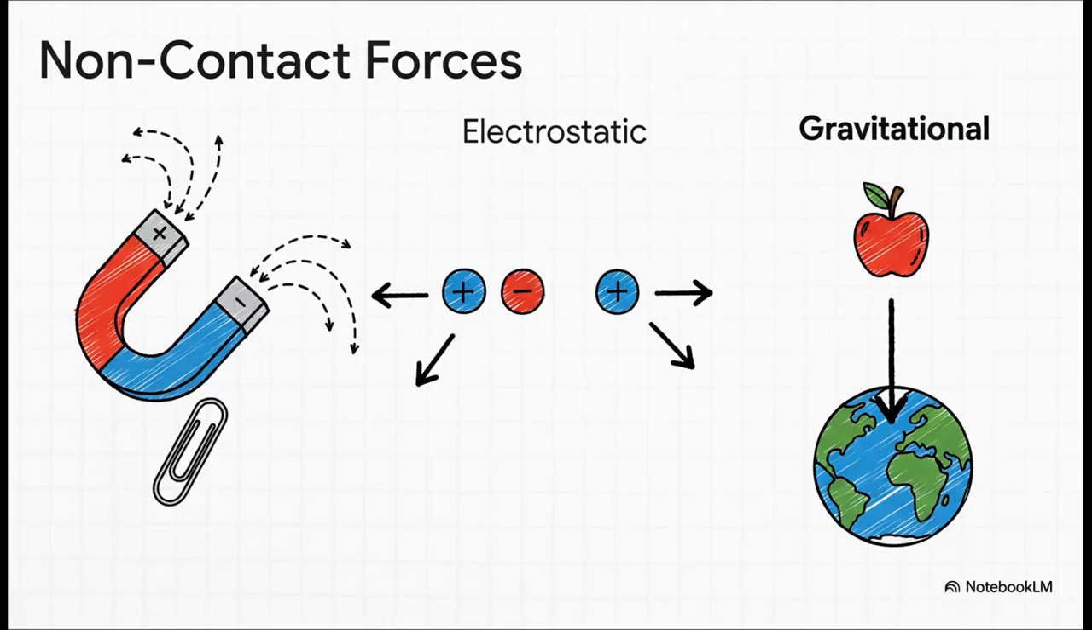You've got the magnetic force, that's what makes a compass point north and what sticks a magnet to your fridge. Then there's the electrostatic force, which is the same reason a balloon sticks to your hair after you rub it. And finally, you've got the big one, gravity. It's the force that keeps planets in orbit, and, unlike the other two, it only pulls things together. It never pushes them apart.